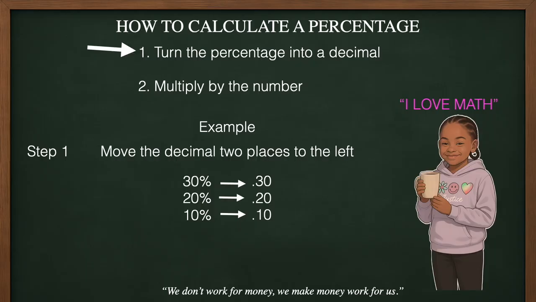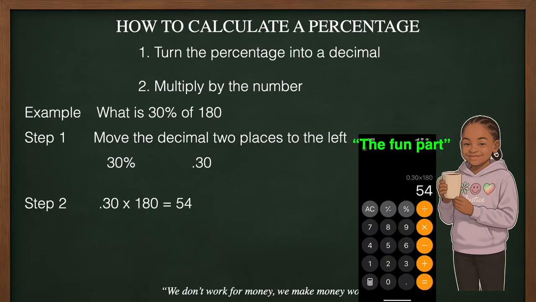Now let's talk about how to calculate a percentage of a number. We use 2 steps. Step 1. Turn the percentage into a decimal by moving the decimal point 2 places to the left. For example, 30% becomes 0.30, 25% becomes 0.25, 10% becomes 0.10.